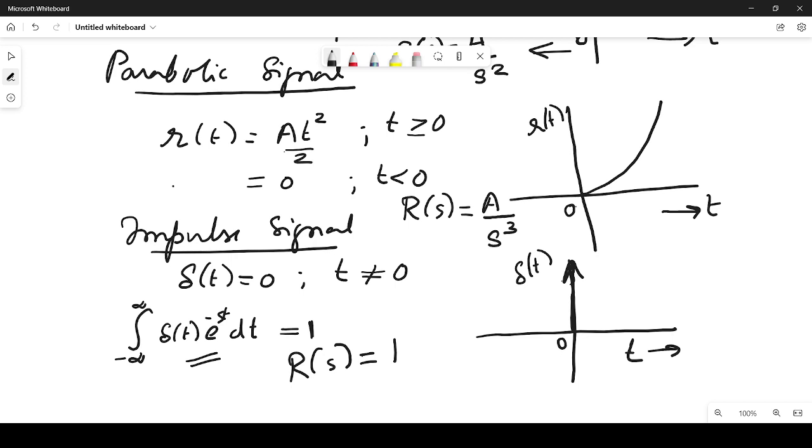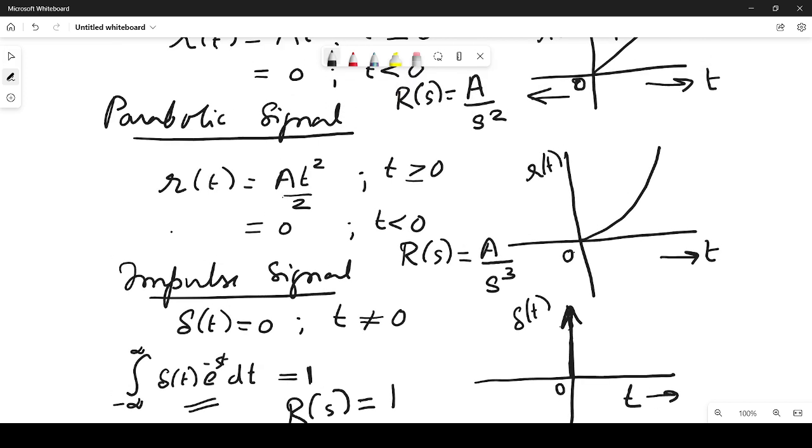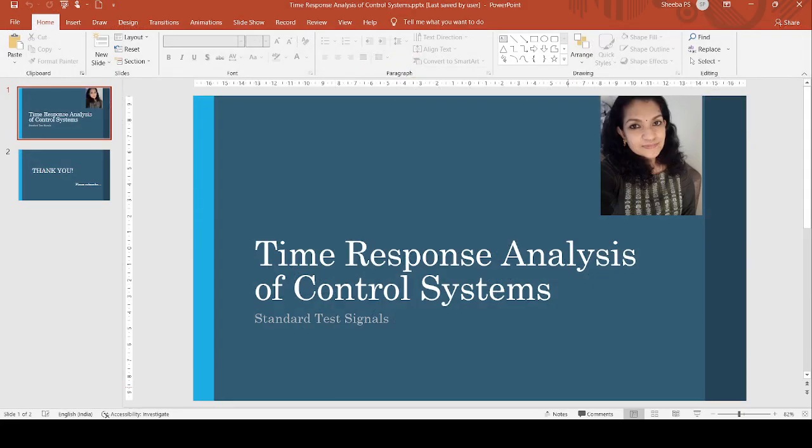So these are the various standard signals which we use for the time response analysis. The importance of the standard test signals I already mentioned at the start of this lecture. I hope you understood what the standard test signals are and what is meant by the time response of a system. Now we will see the time response of the first order system and the time response of the second order system in the next video. Hope you understood.